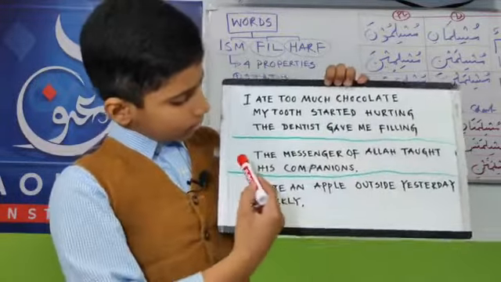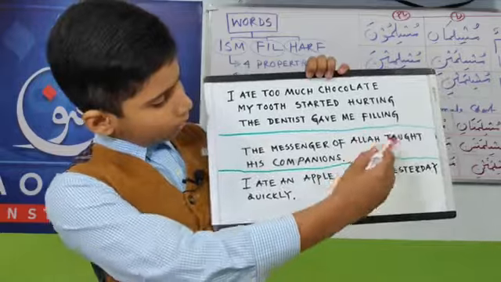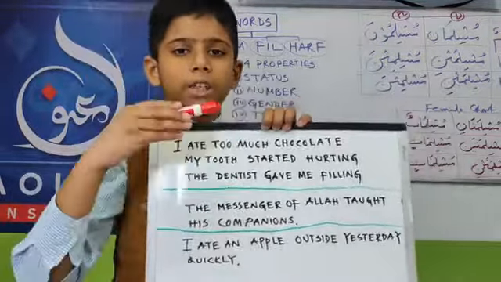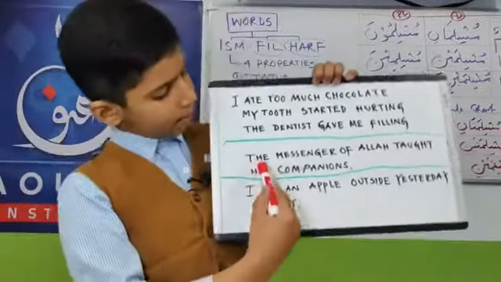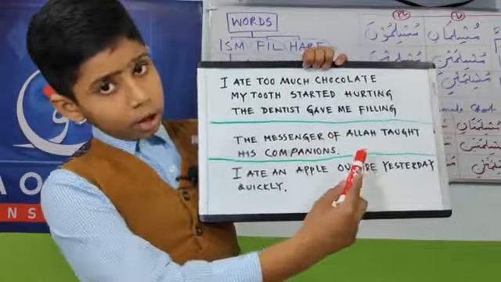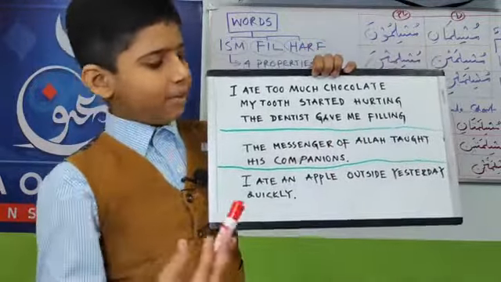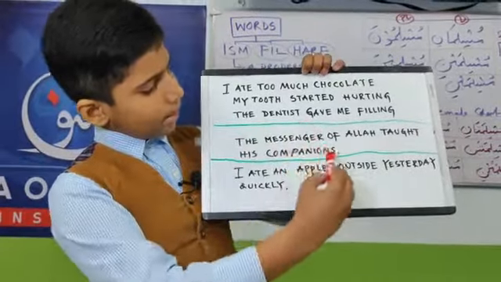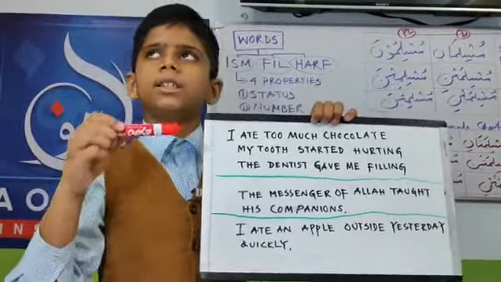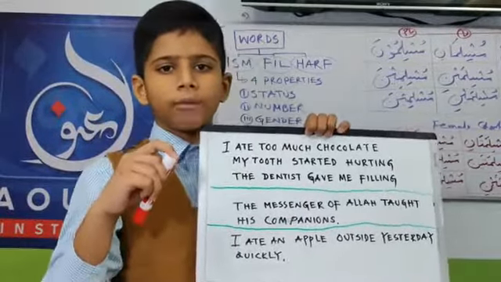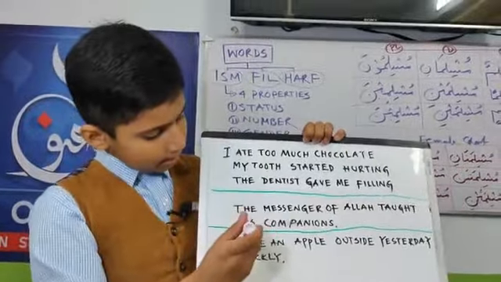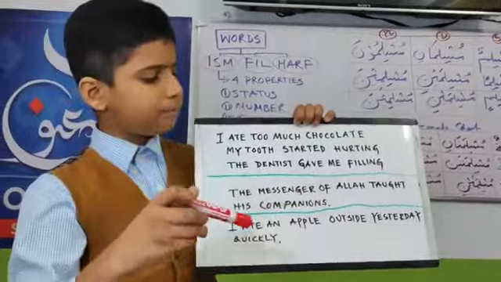Well, the middle one is the messenger of Allah taught his companions. The messenger is the doer because he's teaching his companions. Of Allah, messenger of Allah, it is jar, and then taught his companions. Taught is a nasab. Let's ask the question: what did the messenger of Allah do? He taught his companions. This is an ism, this is an ism, because these are the names of people.